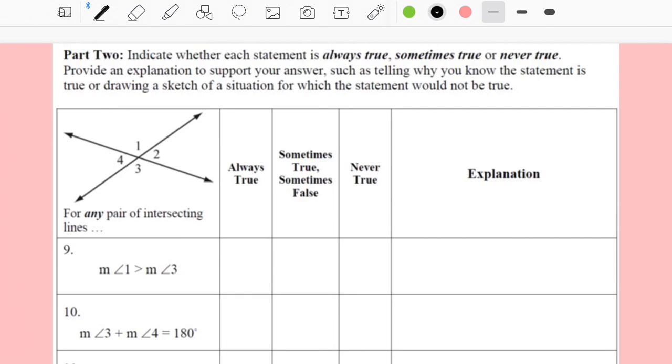All right, now we're going to do some always true, sometimes false, never true with some explanations. So for number 9, we are given that angle 1 is greater than angle 3. And we know that that is never true because those form vertical angles, and vertical angles are always congruent.